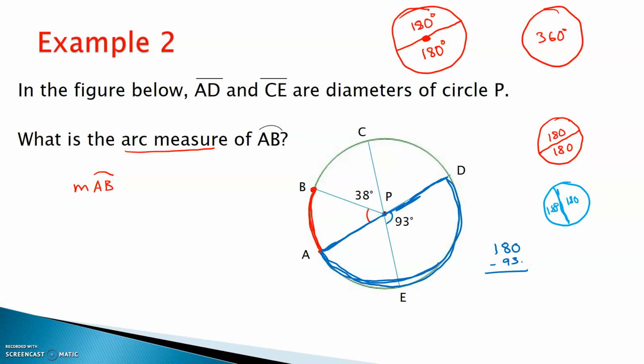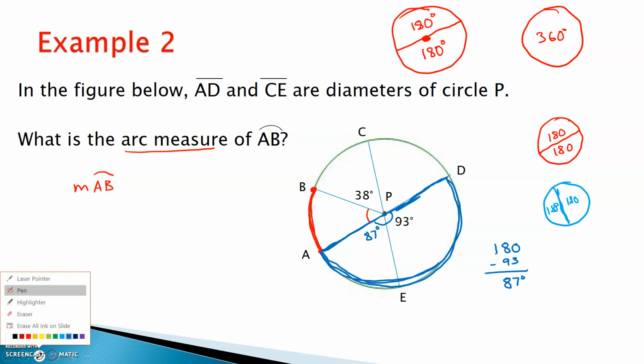180 minus 93. That's going to equal 87 degrees. So there's 87 degrees right there. My apologies, guys. Okay, cool. Now, here's the deal. Did I figure out the measure of AB? No, not yet. I actually figured out AE. Okay, cool. How can that help me?